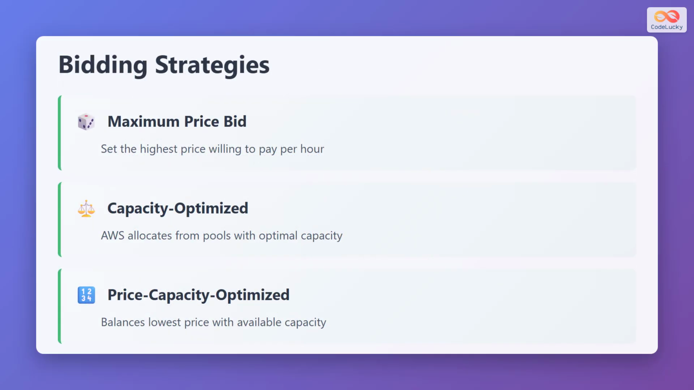There are several strategies for requesting spot capacity. The maximum price bid allows you to set the highest price you're willing to pay per hour, ensuring you never exceed your budget. The capacity-optimized strategy, available on AWS, allocates instances from pools with the most available capacity, reducing interruption risk. The price capacity-optimized strategy takes a balanced approach, finding instances that offer both low prices and stable capacity. Choosing the right strategy depends on whether you prioritize cost savings or instance stability.